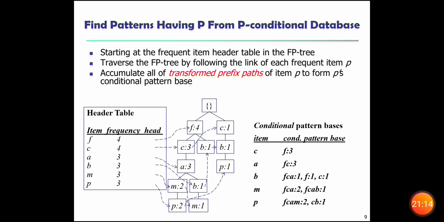So finally, we found the conditional pattern base. The items on the right side are given: C, A, B, M, P. And the conditional pattern base is F count 3, FC count 3, FCA count 1, F count 1, C count 1, and FCA count 2, FCAB count 1, FCAM count 2, and CB count 1.